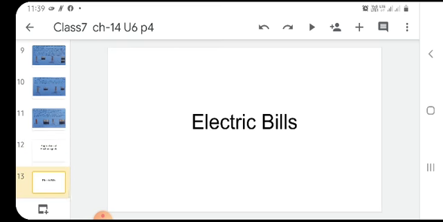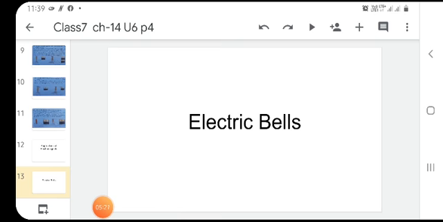Electric bells. So what are electric bells? An electric bell contains an electromagnet consisting of coils of an insulated wire wound around an iron rod, attached to a clapper and a bell. So in this, what happens? When an electric current flows through the coils, the wire acts as an electromagnet and attracts a piece of iron attached to a clapper. And the clapper hits the bell and makes it ring.